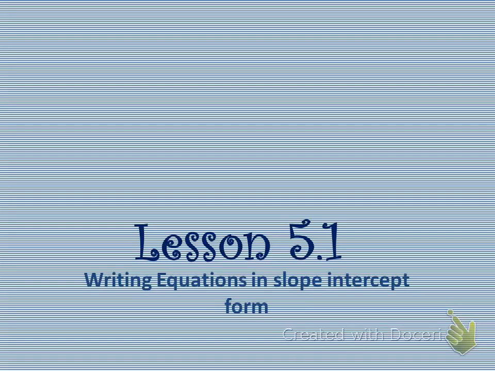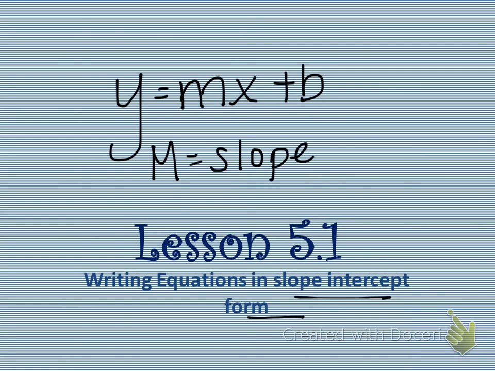Lesson 5.1 is we are going to write equations in slope-intercept form. Now, if you remember, slope-intercept form is y equals mx plus b. We know that m is our slope and b is our y-intercept. And luckily for you guys, you have already memorized this, so this lesson should be very simple for you because you've already learned, okay, I know how to put an equation in y equals mx plus b form.